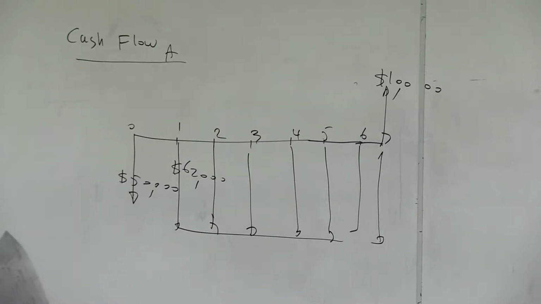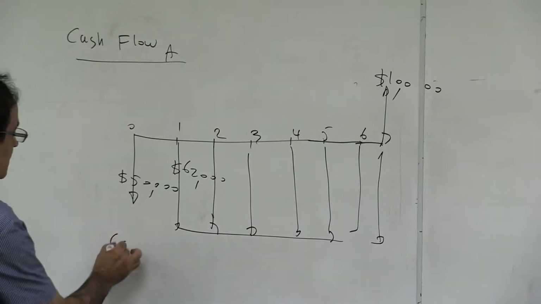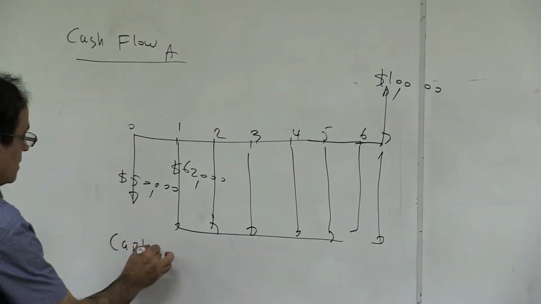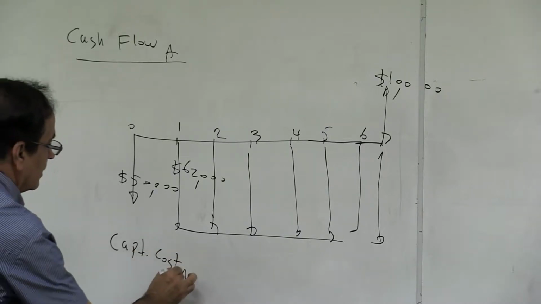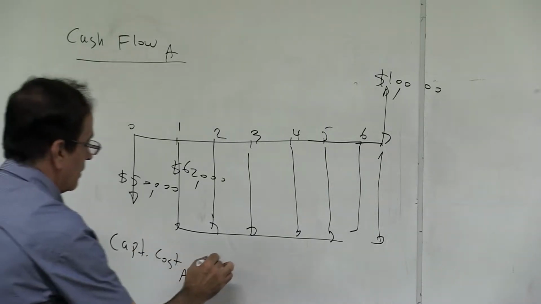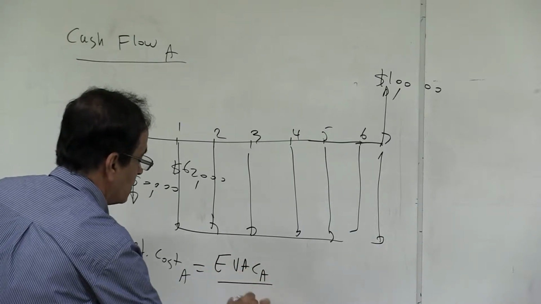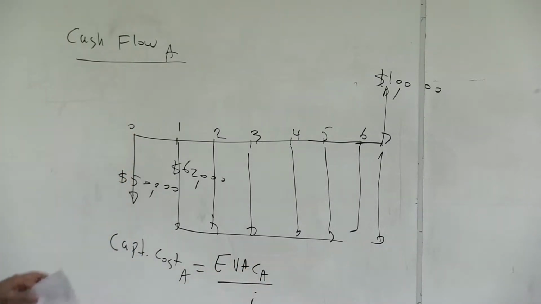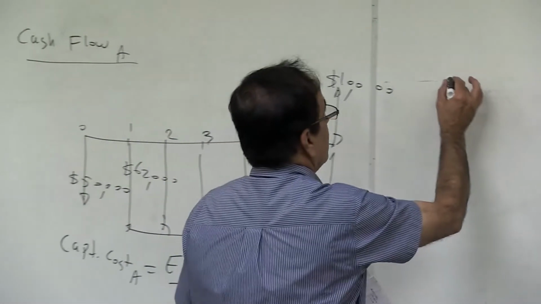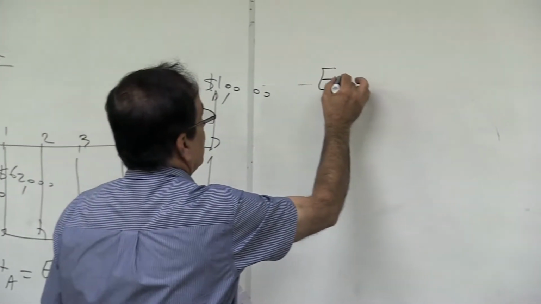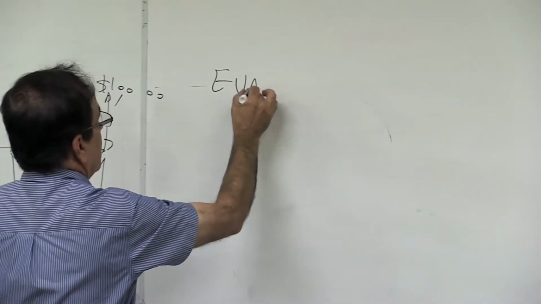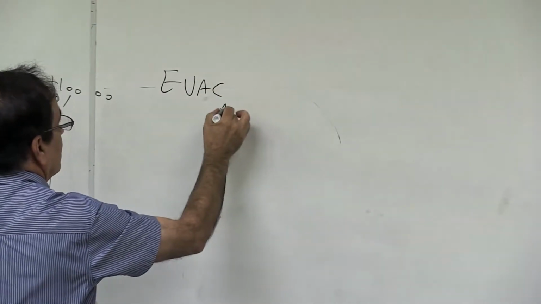Now, under the capitalized cost method, as I mentioned earlier, we call this the capitalized cost for alternative A. First, we have to find the annual cost for alternative A, then divide by the interest rate. That's going to give you the capitalized cost for alternative A. So you have to find the annual cost first, then divide by i, which gives you the capitalized cost. Let's do the EUAC for alternative A.